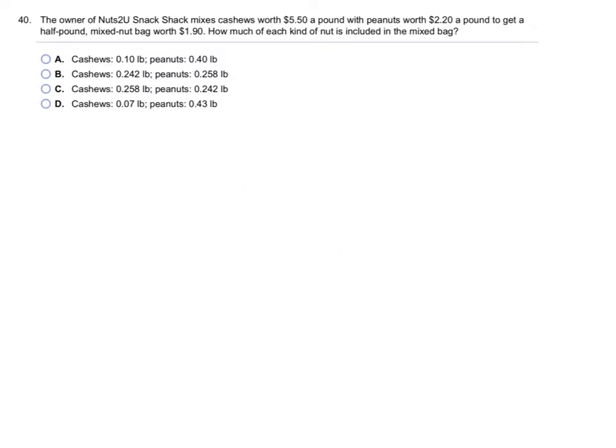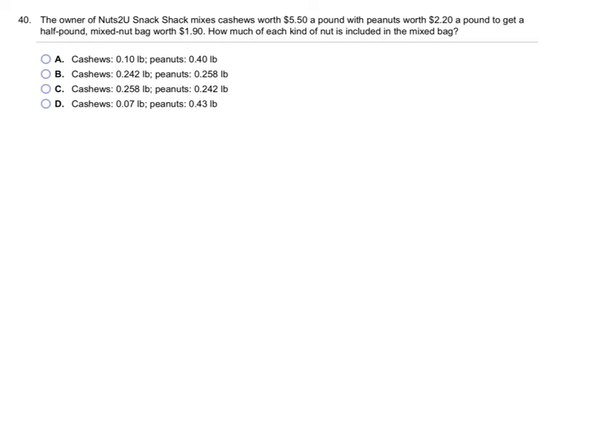Question 40. The owner of Nuts to You Snack Shack mixes cashews worth $5.50 a pound with peanuts worth $2.20 a pound to get a half-pound mixed nut bag worth $1.90. How much of each kind of nut is included in the mixed bag? To solve this question, I need to create a system of equations and then solve for two variables.